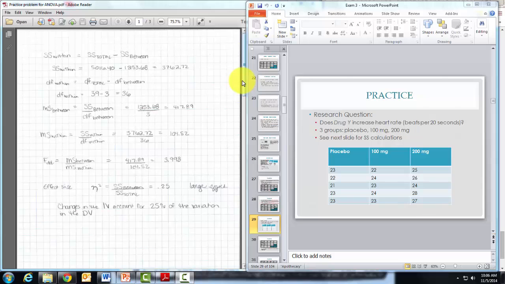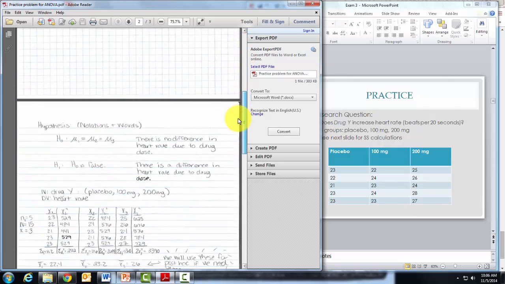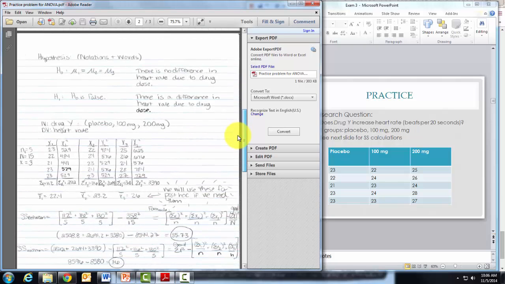And let's go ahead. I'm going to take you over here to our PDF hand file and scroll down. Let's begin to set this problem up in terms of hypotheses. So the first hypothesis that we're going to look at is our null hypothesis for ANOVAs. So let's look at notations and words. The notation for this hypothesis is going to be that the mean of group 1, the placebo group, is equal to the mean of group 2, the 100 milligram group, is equal to the mean of group 3, the 200 milligram group.